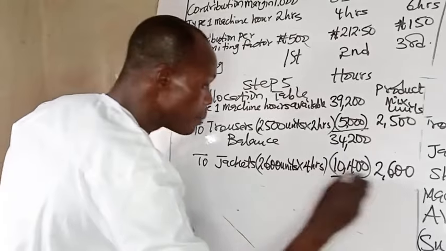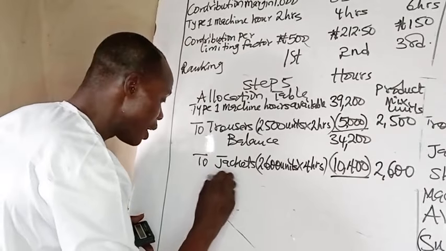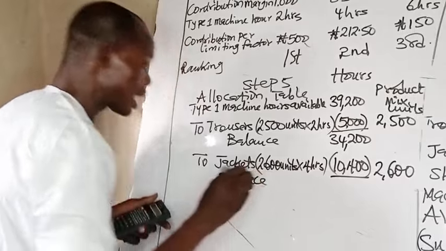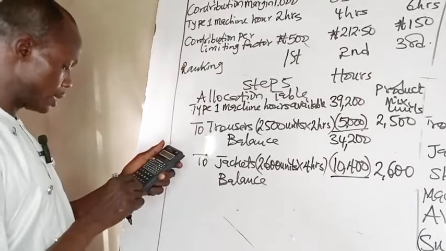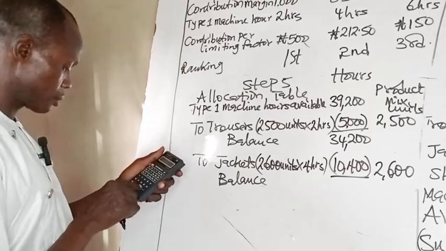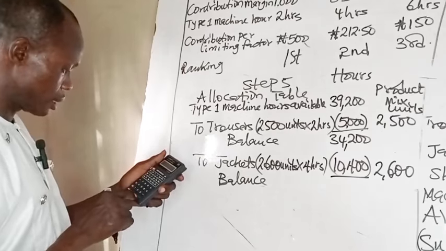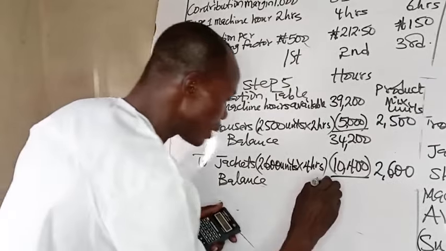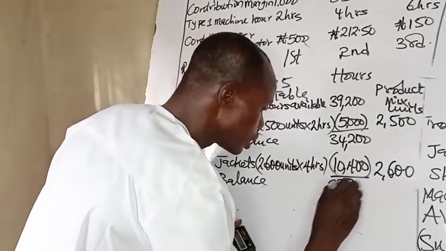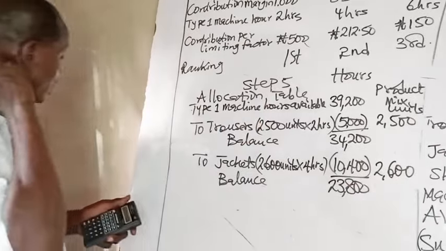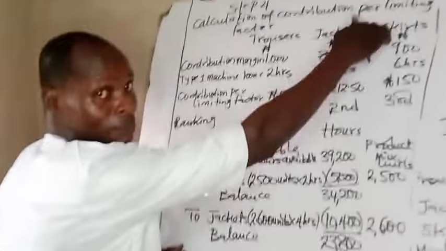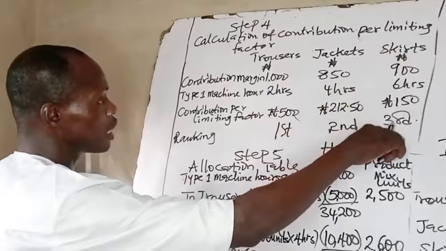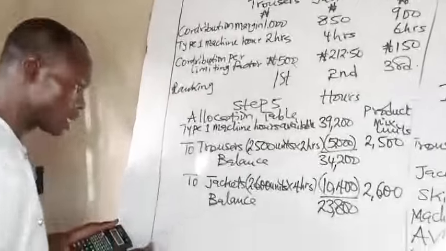Then what will now be the balance available after jackets have been considered? 10,400 from 34,200, then you have the balance of 23,800. Then the product that is ranked third is skirt. Skirt is ranked third, so skirt is to be considered now.